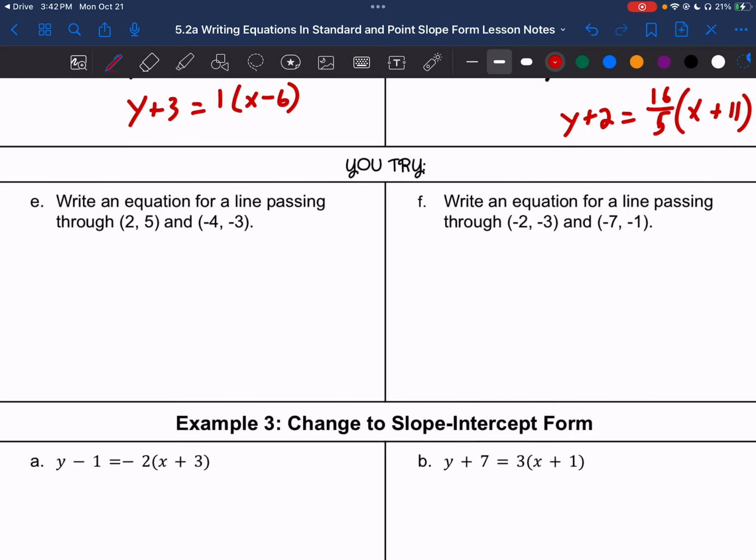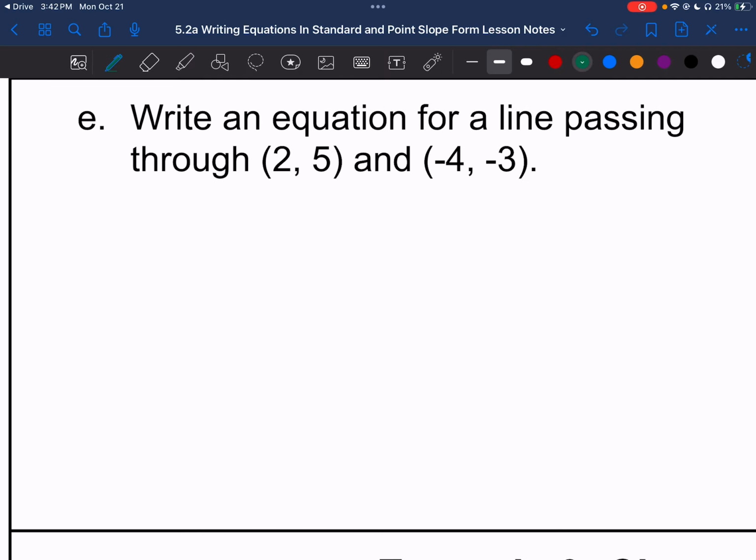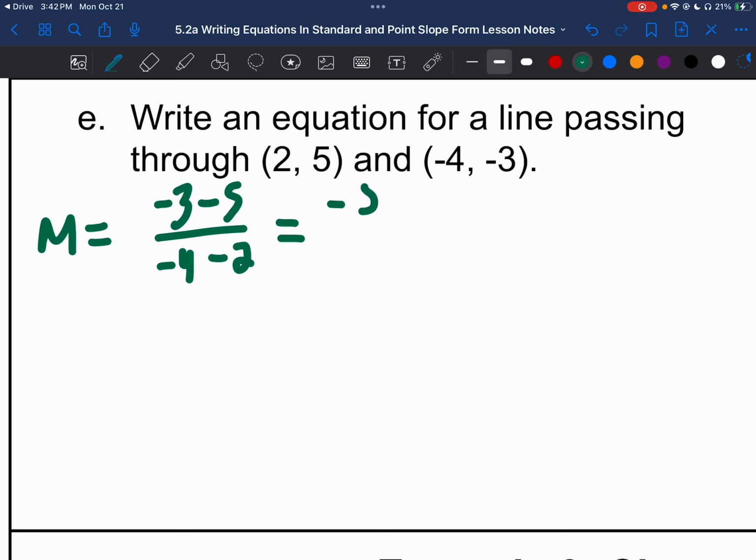Now we're brought to our two U-try problems, letters E and F. Go ahead and do those on your own, and then check your work against mine. Letter E. First, we find our slope, negative 3 minus 5 over negative 4 minus 2. So we've got negative 3 minus 5 is negative 8. Negative 4 minus 2 is negative 6, and that equals 4 over 3, and our negative signs cancel out.